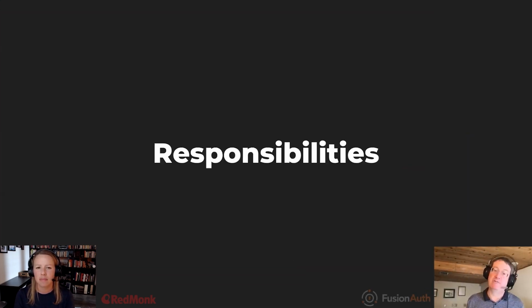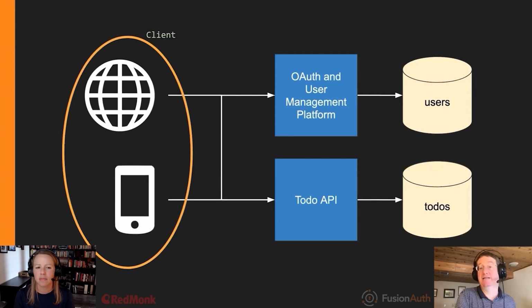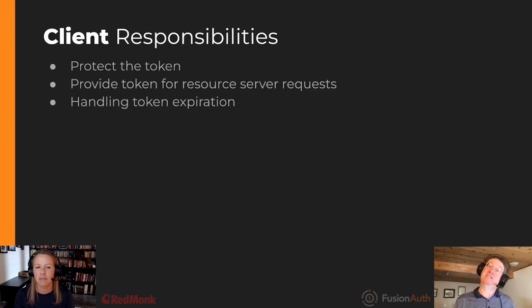So I always like to talk about responsibilities for these different pieces of the architecture. The first is the client. The client is the thing that holds the token, and it needs to make sure that it protects the token, right? It takes care of it, especially if it's a bearer token. It needs to make sure that it provides the token to any request it makes of the resource server.